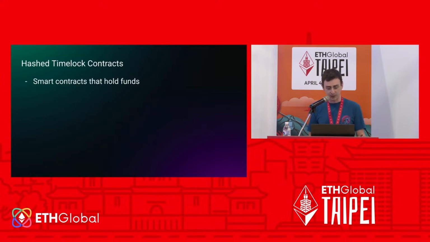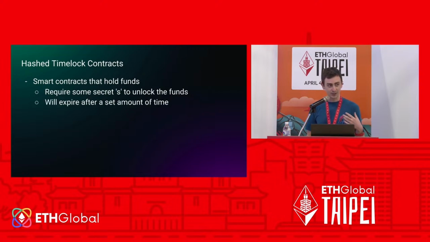In the context of 1inch Fusion Plus, you can just think of these as smart contracts that hold funds, and they have to follow a couple of rules. One of them is they require some secret S to unlock these funds once they're in there. And after some amount of time, the only operation that can happen is for the funds to be reverted and go back to the original source location.